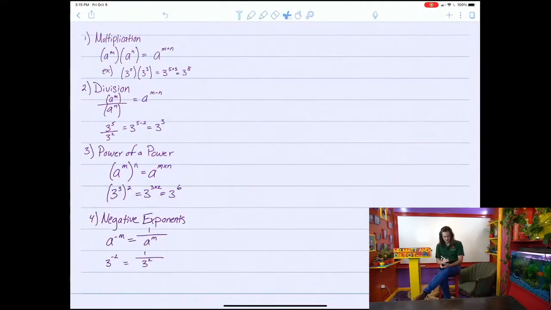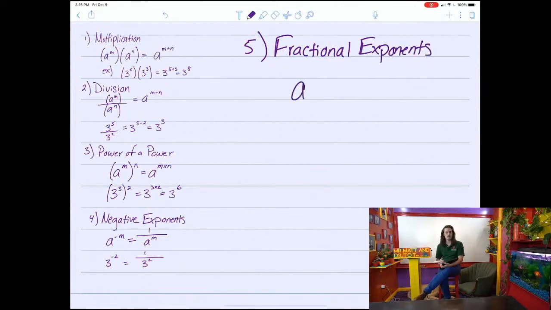Fifth rule has to do with fractional exponents. And so if we have a number raised to a fraction, like a to the m over n power, the denominator becomes the index value of the radical. The radicand is the value raised to the numerator's power. So a to the m divided by n power is equal to the nth root of a to the m power. How this usually comes up is where something is raised to a fractional power with a numerator of 1.